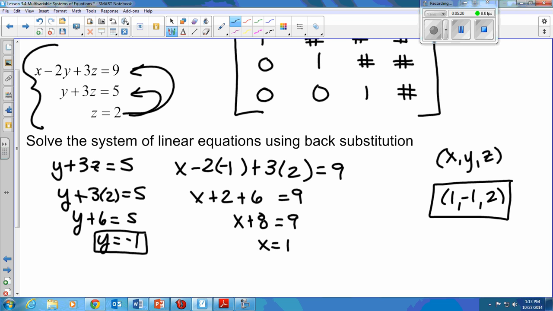So that's what we're going to do today. I'm going to give you a system of equations. We're going to put it in our matrix form. We're going to do elimination. We're going to go back and solve for each variable and write the answer.